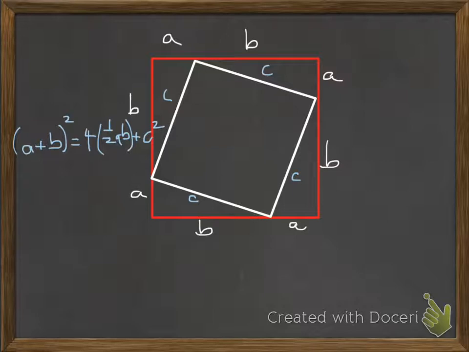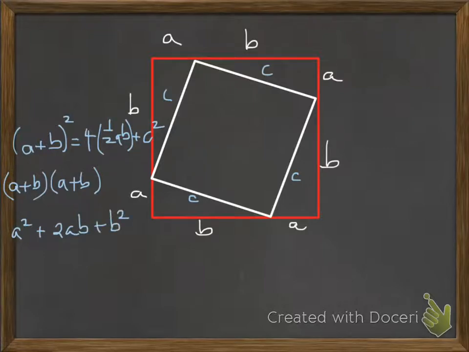If I want to do (a plus b) squared, I'm going to have to FOIL. So I'm going to have (a plus b) times (a plus b). And when I FOIL that out, it comes out to be a squared plus 2ab plus b squared. So I skipped some steps there, but trust me that that's how it comes out.